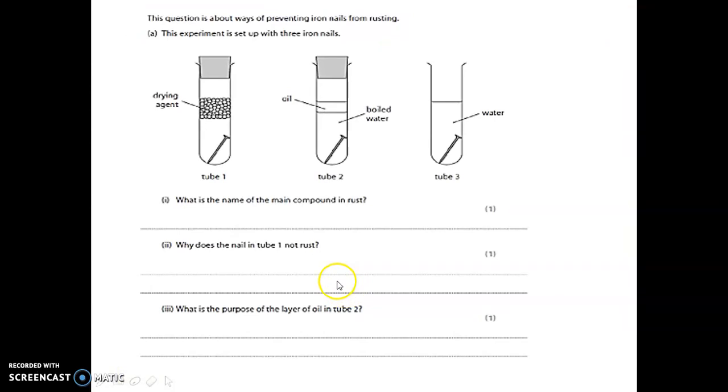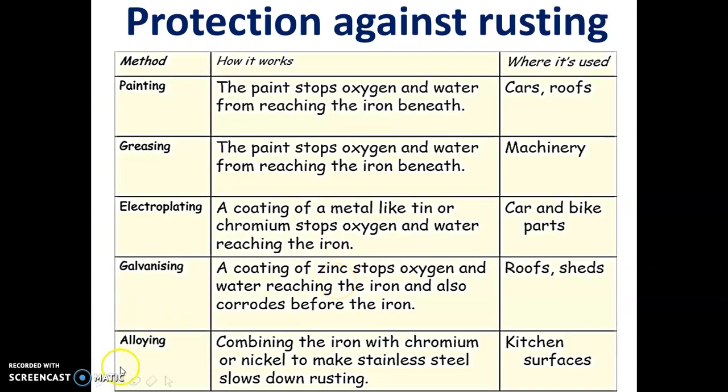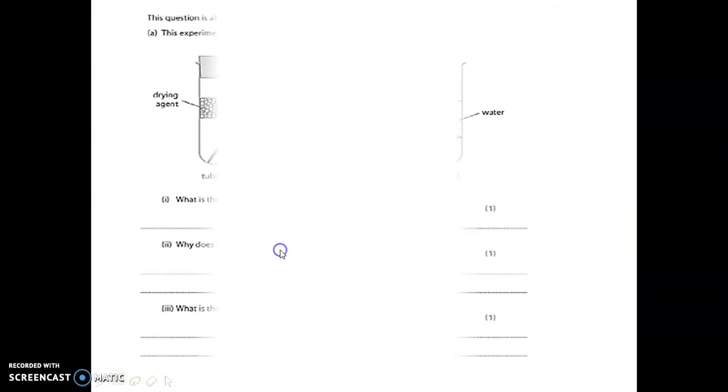And the last one is alloying, which means we combine the iron with chromium or nickel to make stainless steel, to slow down the rusting or to prevent the rusting from happening. This is usually used for kitchen surfaces. Okay, all these are the protections against rusting.